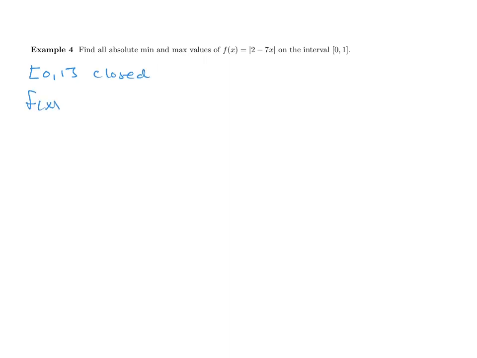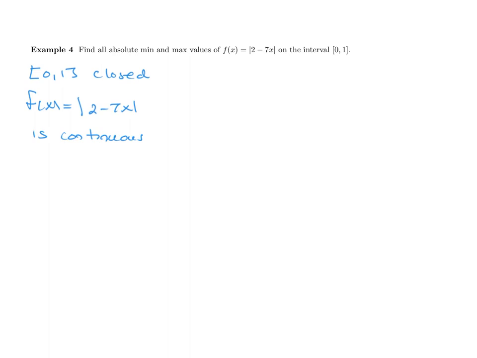The function f of x, which is the absolute value of 2 minus 7x, is continuous. It's continuous because the absolute value function is continuous. 2 minus 7x is a line, which is also continuous. And if you compose continuous functions, they are continuous as well. What does this all mean? By the extreme value theorem, the absolute min and max of this function on this interval must exist.